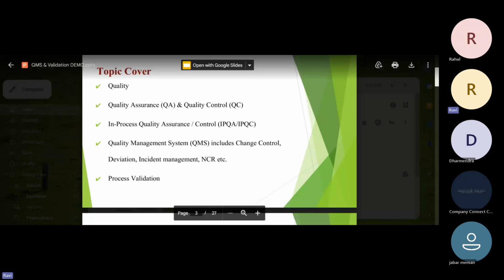So that is related to quality management system. Next we are going to cover process validation. Process validation is a documented evidence which provides a high degree of assurance with respect to critical process parameters and critical quality attributes. Whenever we take an in-depth look at a particular topic like process validation, you will come to know what the critical process parameters and critical quality attributes are.